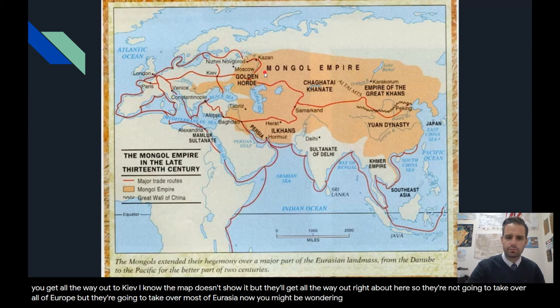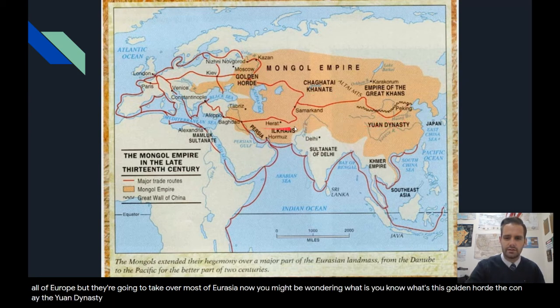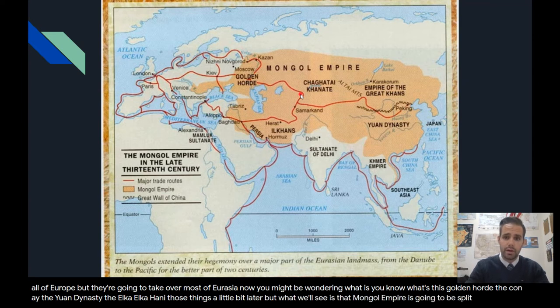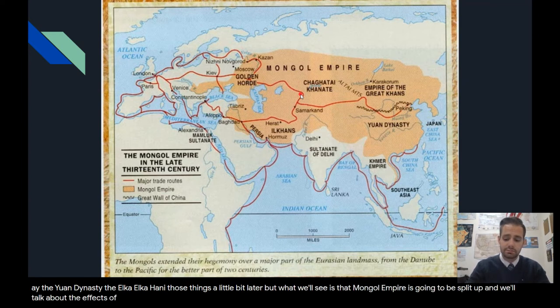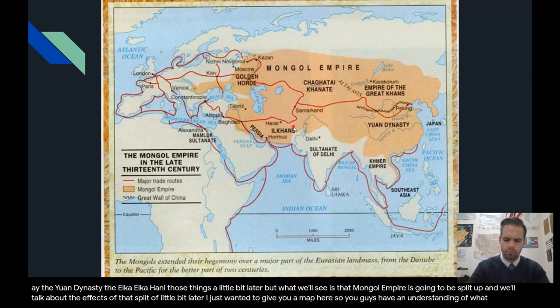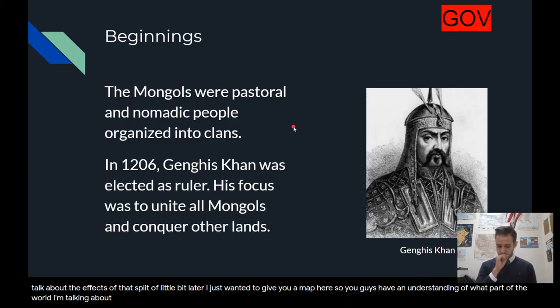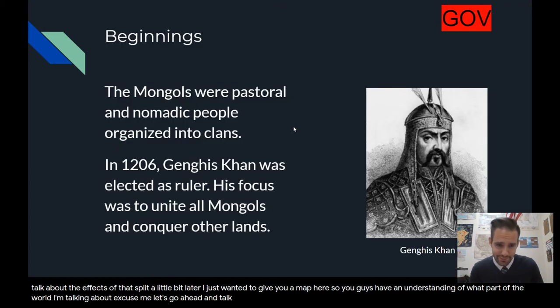Now you might be wondering, what's this? Golden Horde, the Khanate, the Yuan dynasty, the Ilkhanate. We're going to talk about those things a little bit later, but what we'll see is that the Mongol Empire is going to be split up, and we'll talk about the effects of that split a little bit later. I just at least wanted to give you a map here so you guys have an understanding of what part of the world I'm talking about. Let's go ahead and talk about the beginnings here.